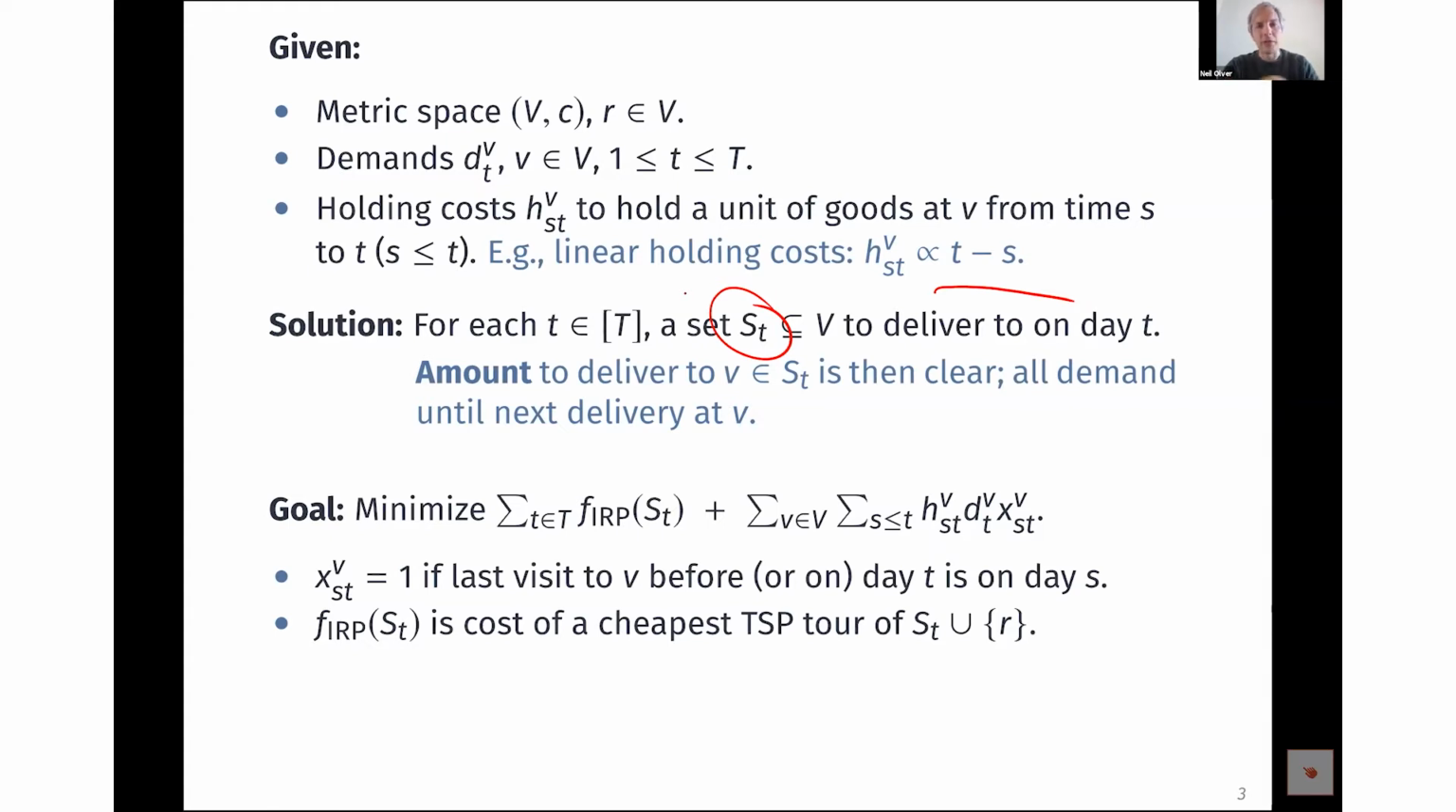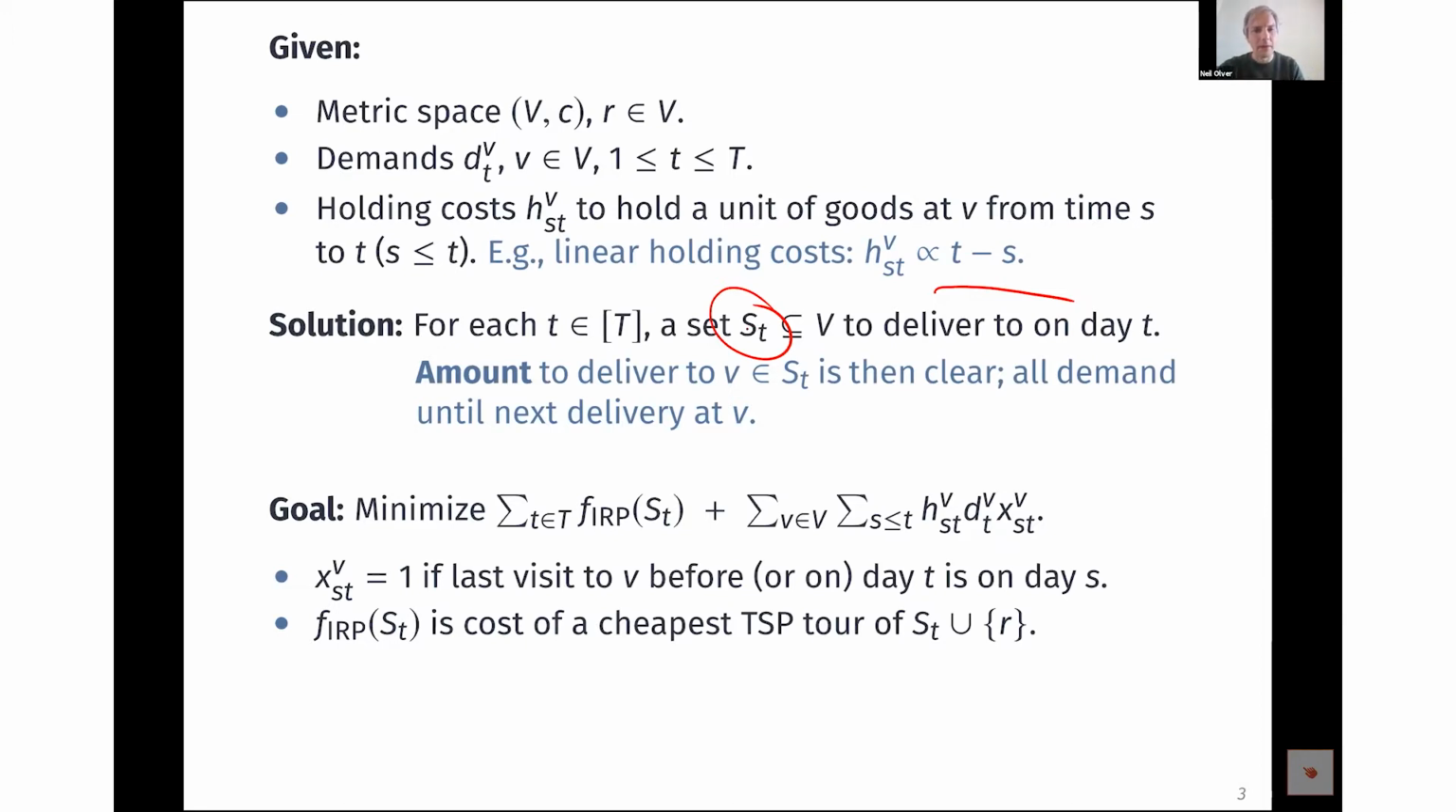And so we know how much we're going to pay for delivery on day T. And we also know exactly how much to deliver to each location, because it's clear, right? I should look at the next time that I visit that location after the current point of time, and everything in between I need to deliver on day T, right? So if I don't visit a location V from day 10 to day 20, well, then I must satisfy all the demand up to day 19 when I deliver on day 10.